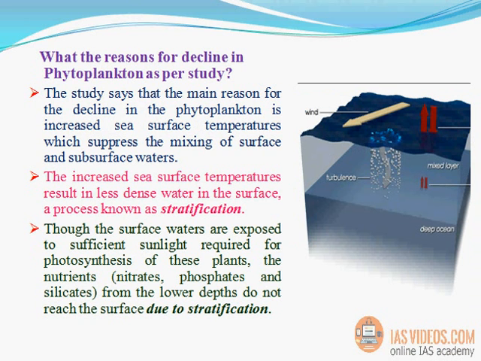The study says that the main reason for the decline in the phytoplankton is increased sea surface temperatures, which suppress the mixing of surface and subsurface waters. The increased sea surface temperatures result in less dense water in the surface, a process known as stratification. Though the surface waters are exposed to sufficient sunlight required for photosynthesis of these plants, the nutrients, nitrates, phosphates and silicates, from the lower depths do not reach the surface due to stratification.